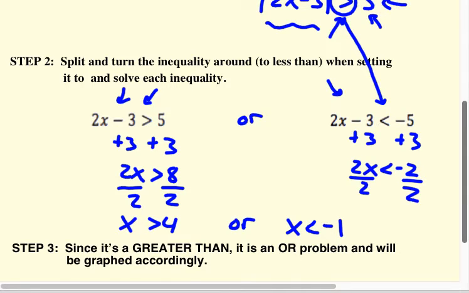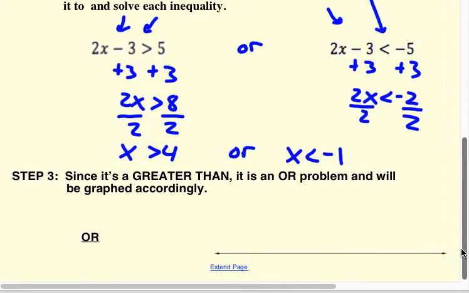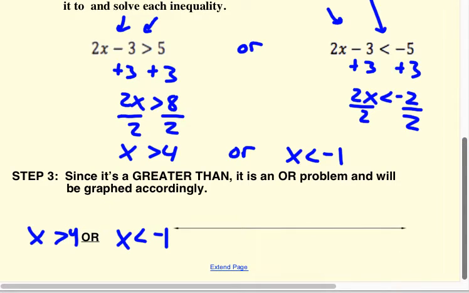So this is my solution. Now you should graph it and see what it looks like. I'll write it down here. X is greater than 4, or x is less than negative 1. You don't have to be too specific on the number line. We'll throw a 0 in the middle. 1, 2, 3, 4.